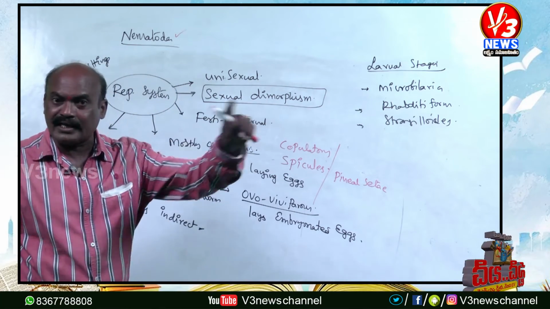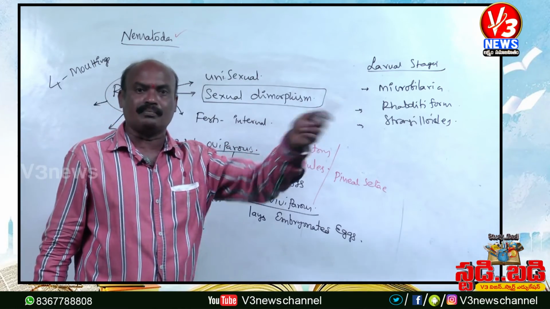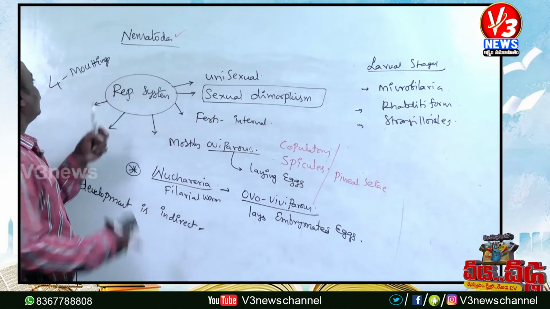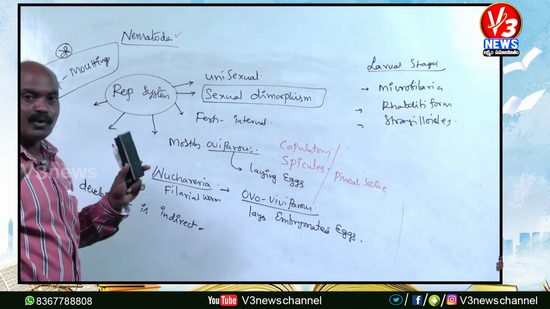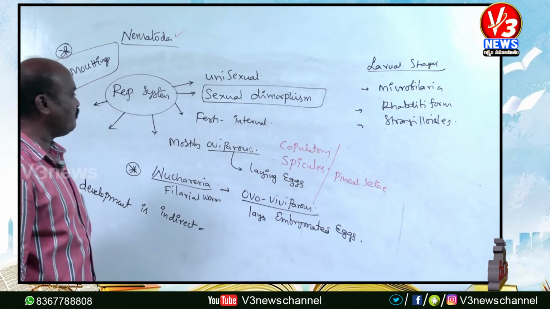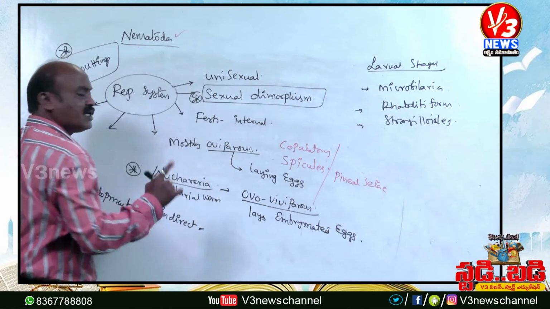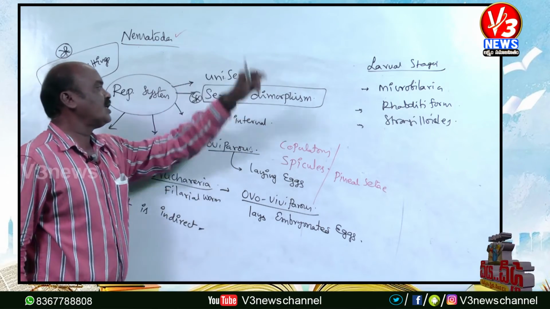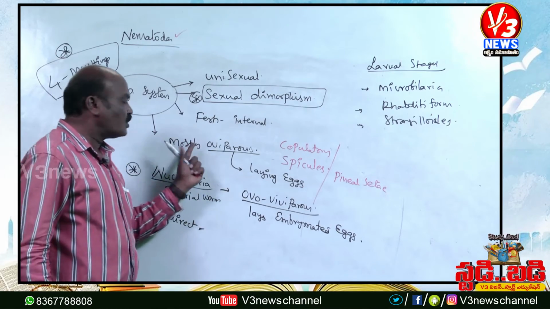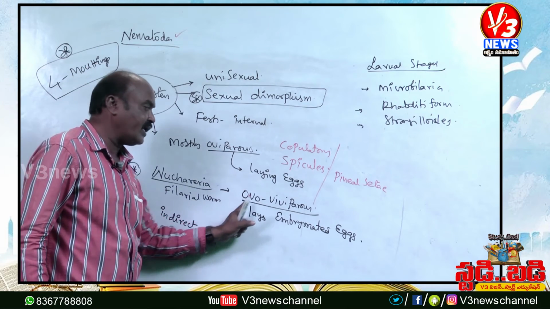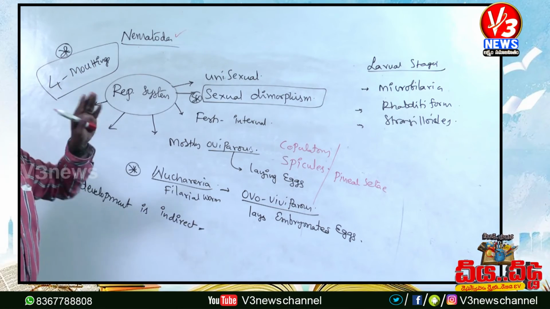Take another example, the cockroach. There are 13 moultings in cockroach development. Here in nematodes there are 4 moultings. This is also a very important point regarding the reproductive system. In the reproductive system, you must remember 3 areas. One is they are unisexual and exhibit sexual dimorphism, and they are mostly oviparous, but Wuchereria is ovoviviparous. Then 4 moultings are there in their life history.